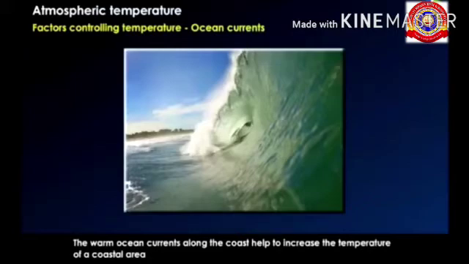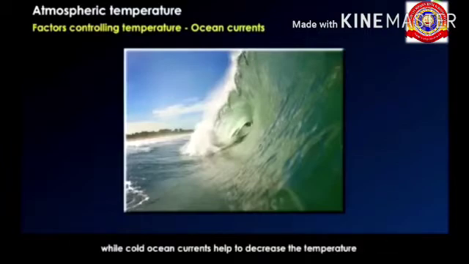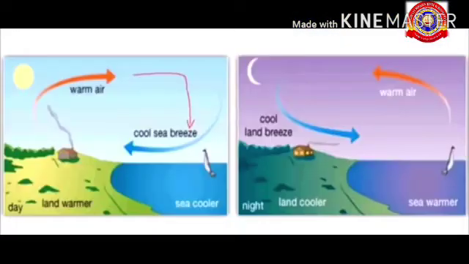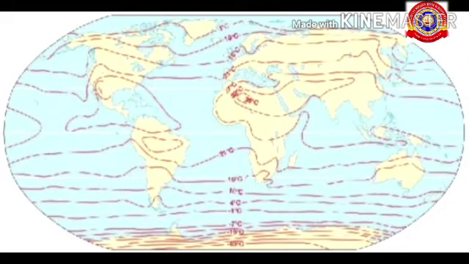Ocean currents. The warm ocean currents along the coast help to increase the temperature of a coastal area, while the cold ocean currents help to decrease the temperature of a coastal area. Next, wind. The warm and the cold winds can respectively raise or lower the temperature of the places through which they pass.